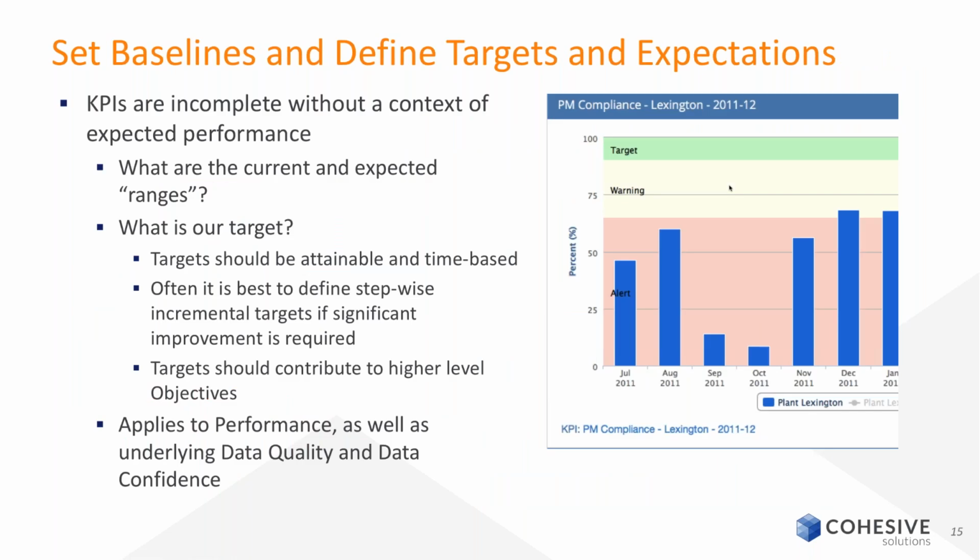KPIs, as mentioned before, are measures that have a management context. Part of that context is expectations. Expectations are based on 1, where have we been and where are we now? And 2, where do we want to be and what is reasonable? It's easy to say that we should be at 95% compliance on some measure, but that's not so easy to say if the last 24 months we've only been at 50%. Targets should be attainable and time-based, perhaps with stepwise rather than all-at-once improvement. And targets for lower-level objectives should, of course, support higher-level targets. These baselines and expectations should be defined not just for our business measures, but the supporting data quality and confidence measures as well.